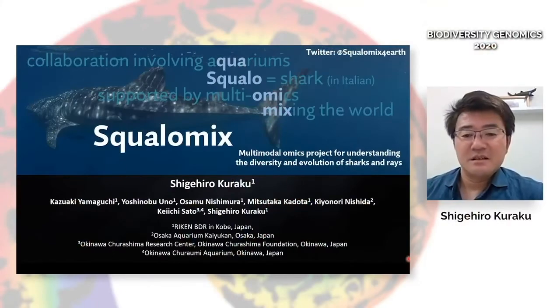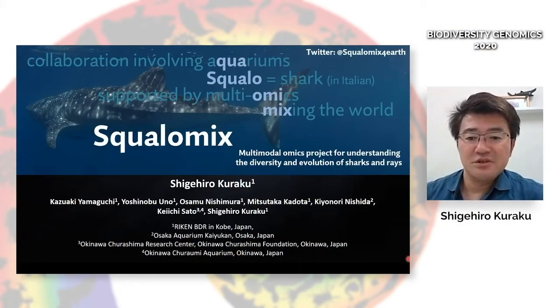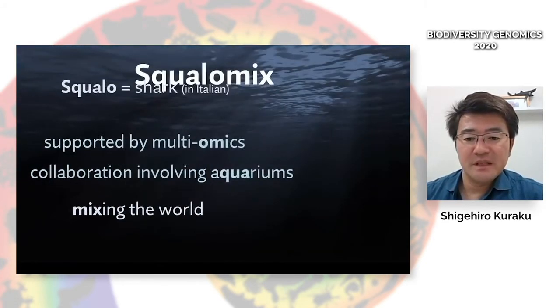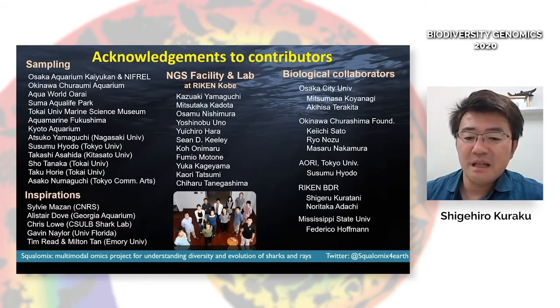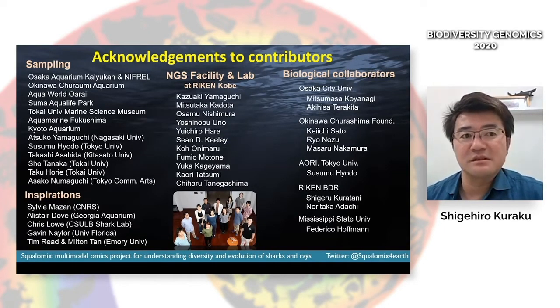My name is Shigehiro Kuraku. Let me introduce the project Squalomics. Squalomics aims to unveil the unique evolutionary trajectory of sharks and rays. It is mainly conducted by my lab and contributed by many people who provided samples, scientific inspirations, and biological solutions.